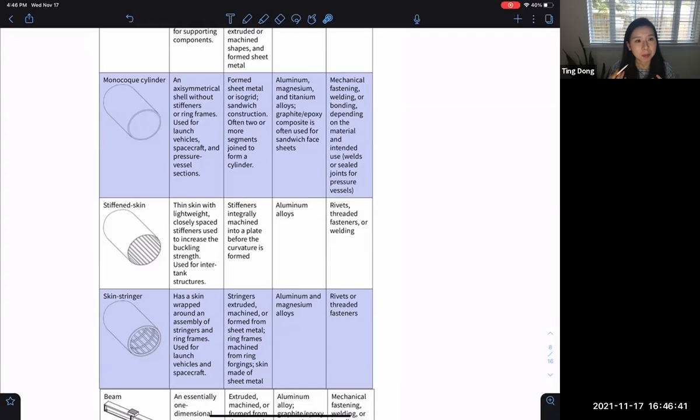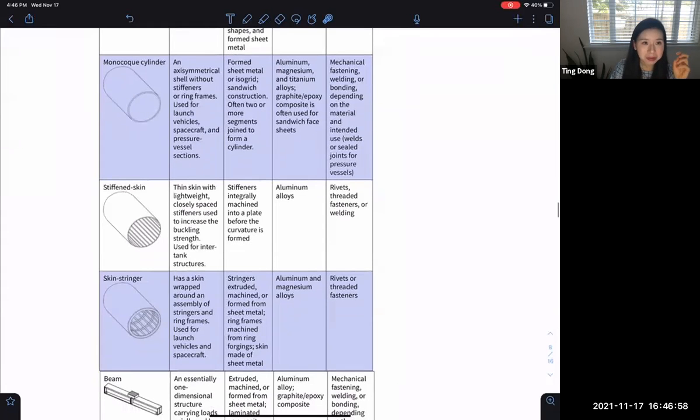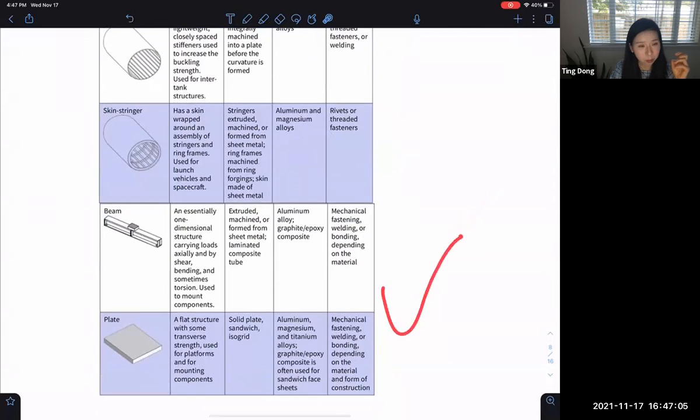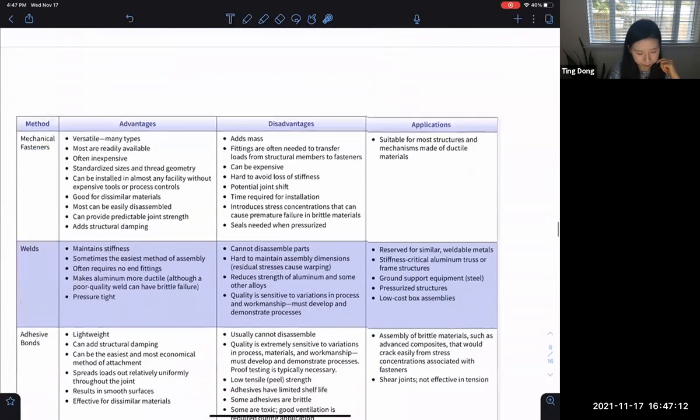So in the end, it's more like an optimized structure where we have specified components to carry the load, and the structure is more optimized and weight is reduced. So a lot of times they use the semi-monocoque structure, and with beams and plates, a lot of times we simplify them as beam components or plates to simplify the calculation.